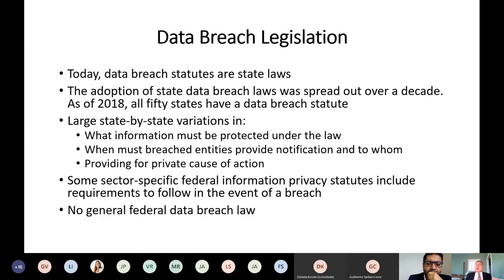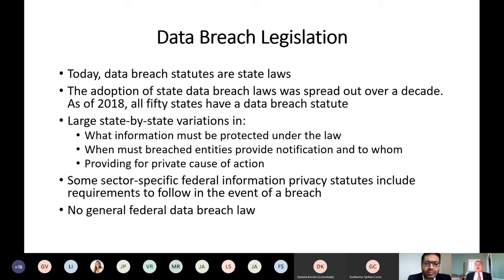I want to talk a little bit also about data breach legislation. This is a situation when you're a company and you have a lot of important data about your consumers, and let's say it's breached. Today, data breach statutes exist in all 50 states. There is no federal data breach law because companies are concerned that it might actually be quite strict. So currently what we have is a whole bunch of state laws that vary all over the place.